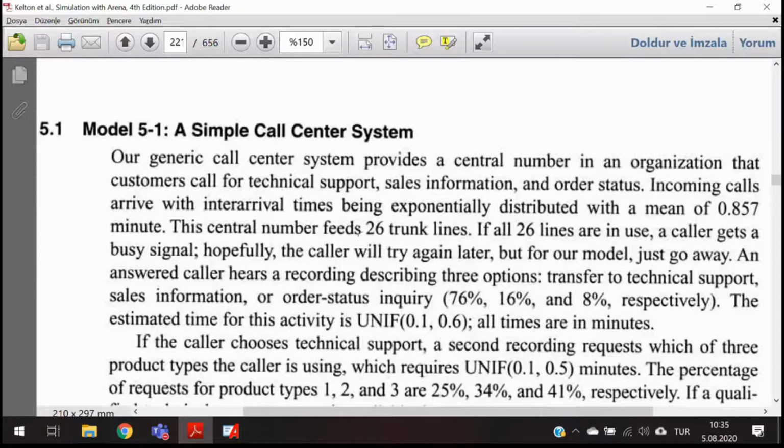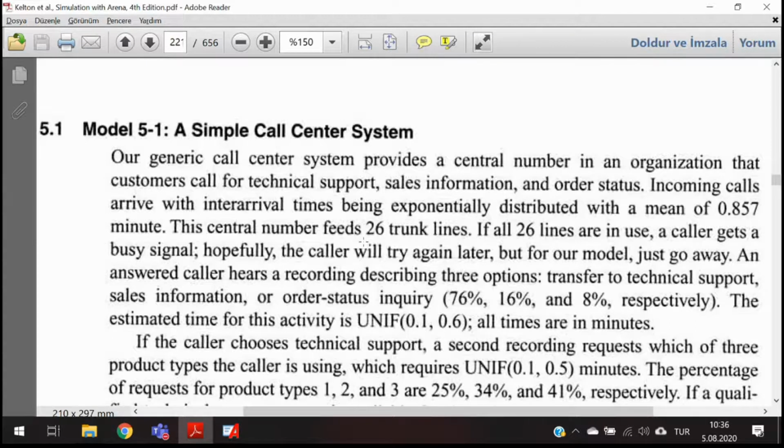This central number feeds 26 trunk lines, it says. So we have 26 trunk lines. If all 26 lines are in use, a caller gets a busy signal. Hopefully the caller will try again later, but for our model, just go away. So if a caller calls, but at that point 26 clients are in the system, then that caller is just going to hang up, and maybe call again later. But we will assume that that caller is going to immediately leave the system.